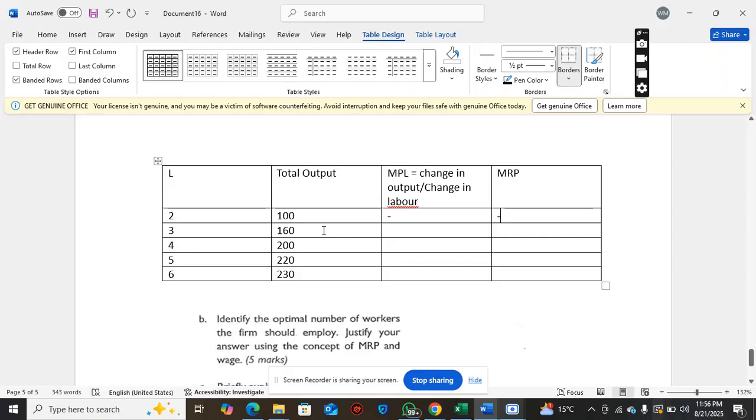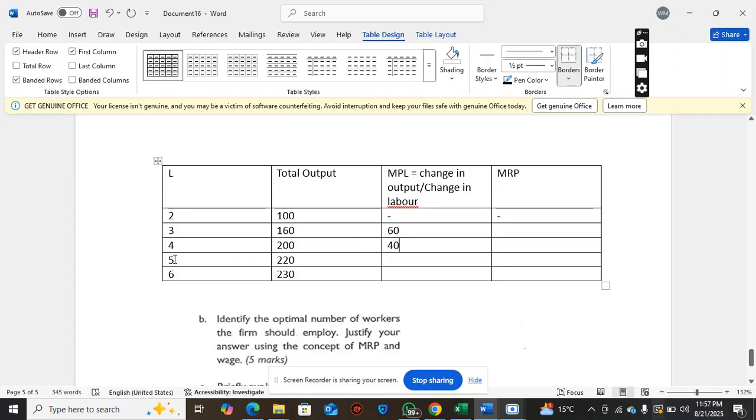So the marginal product, when we hire the third worker, 160 minus 100, we get 60 units. So by hiring a third worker, they've brought an additional 60 units. When we hire a fourth worker, 200 minus 160, 40 units. The fourth worker has brought an additional 40 units.